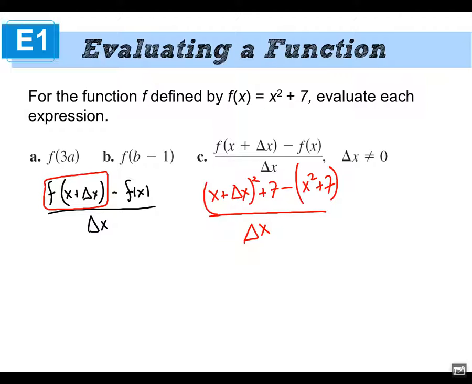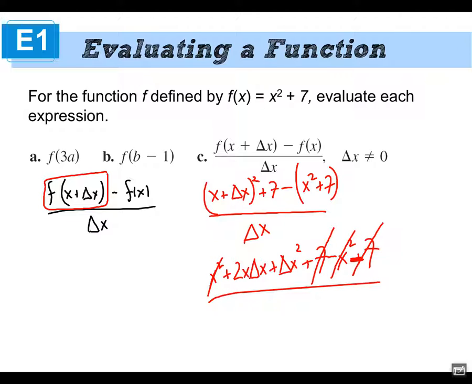Okay, for some reason, that x plus delta x screws people up. They get all crazy about it. Then you can multiply that out. So what's x plus delta x quantity squared? x squared plus 2x delta x plus delta x squared. Plus 7 minus x squared plus 7. Well, that's, nope, minus 7. That goes away, that goes away, that goes away. Oh, I forgot the delta x on the bottom.